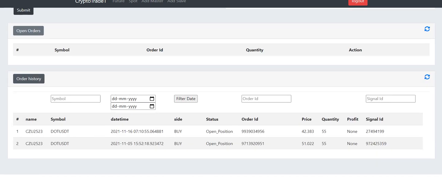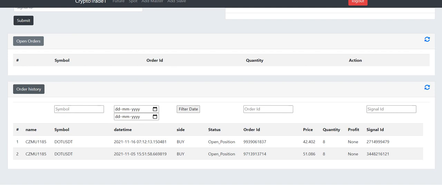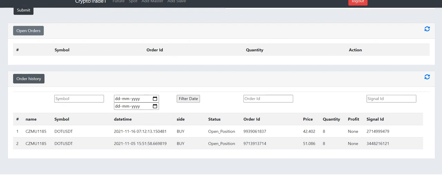So this is the kind of copy trade service that is going to be performed. You just need to connect your exchange account with us, and we will deliver the profit.